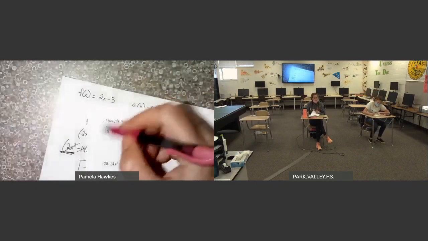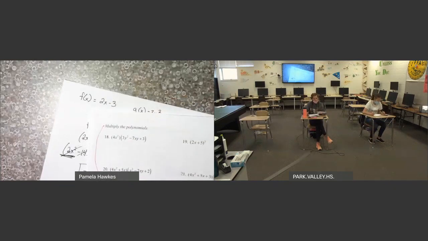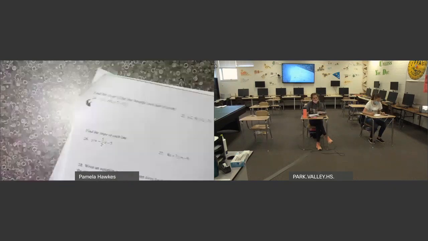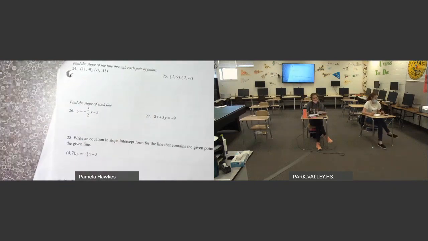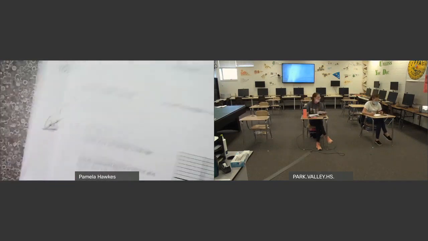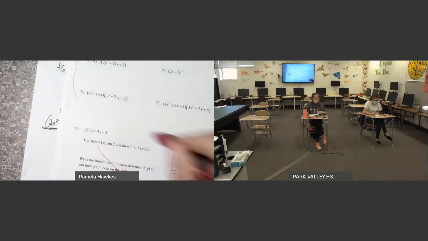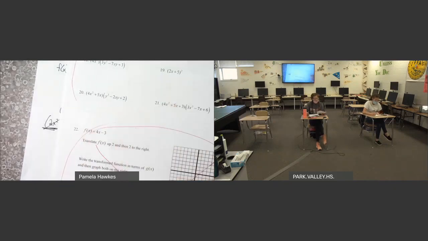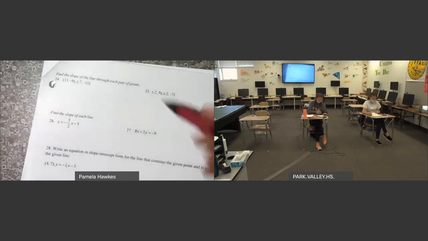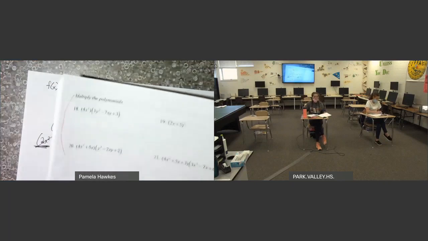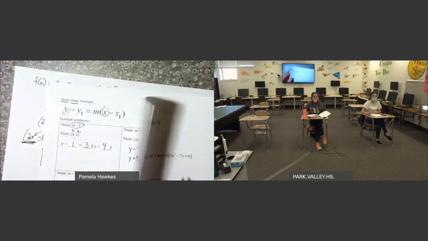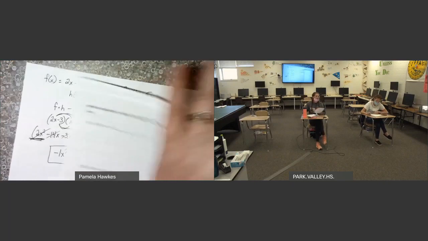Right here. You are not doing this one. But you're going to find the slope of the lines and the equations. So don't do number 22 and 23. You could just cross them out. We didn't do those. But you do need to know these down here at the end. These aren't as important as multiplying, dividing, adding polynomials and this stuff.